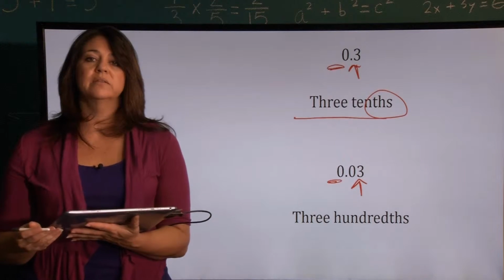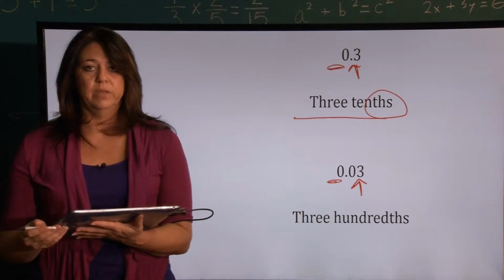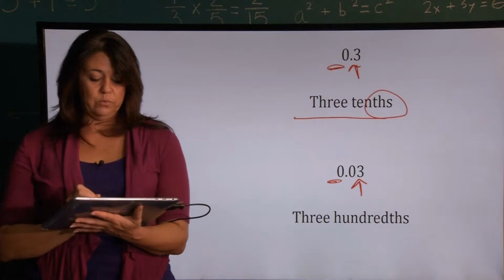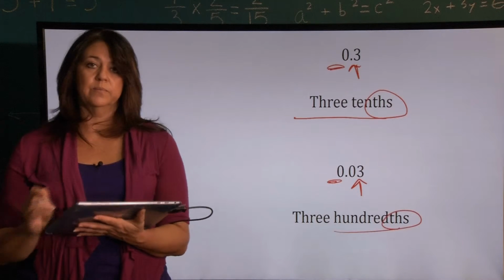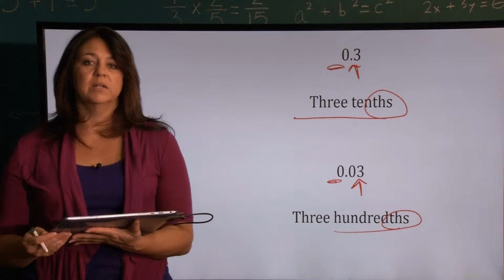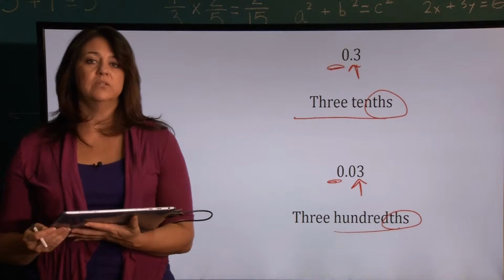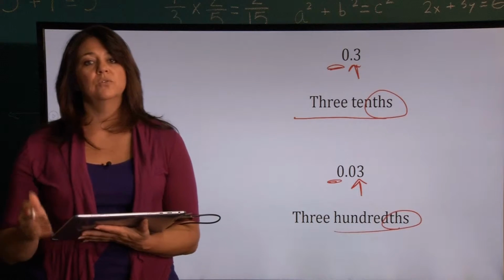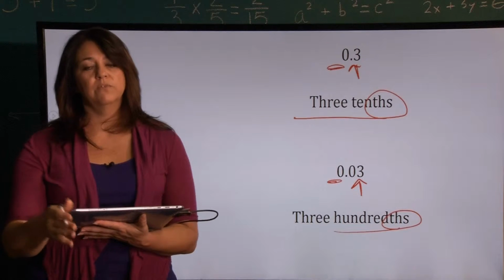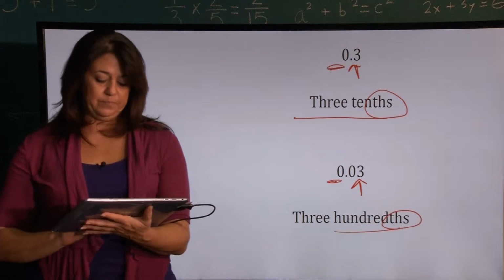Here, the 3 is in the hundredths place. So if we were to write this, we would write 3/100ths. If you're confused about decimal place value, please review that video so you know you're using the right word for the place value you're looking at.